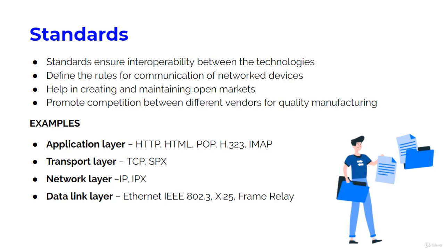So, these are some standards for the transport layer, for example, TCP and SPX. For the network layer, it is IP and IPX. For the data link layer, it is Ethernet, IEEE 802.3, X.25 and frame relay.